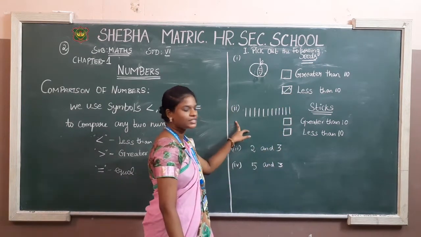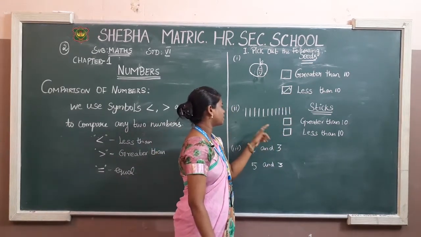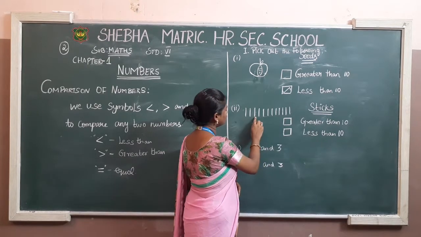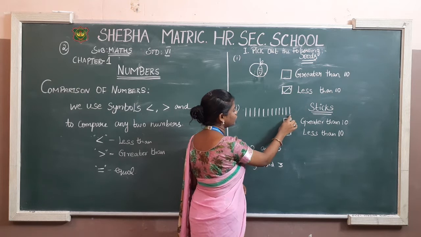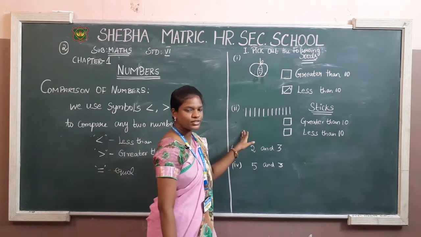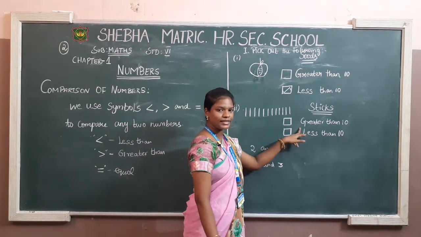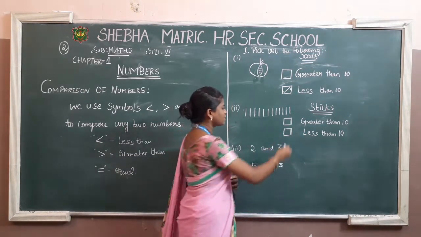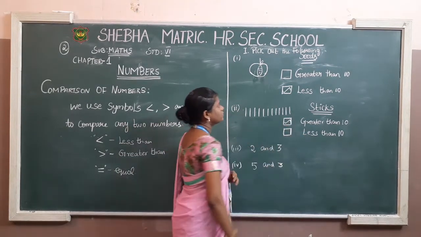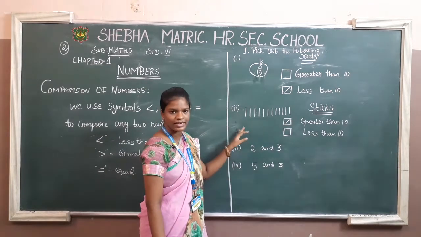Then the second question is, how many sticks are there? 1, 2, 3, 4, 5, 6, 7, 8, 9, 10, 11, 12. 12 sticks are there. Is it greater than 10? As usual, this is greater than 10. So pick out the following, is that clear?